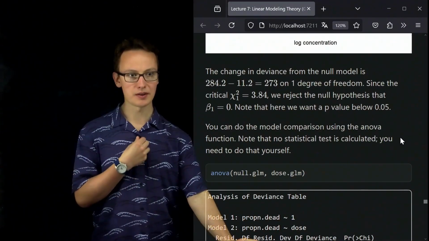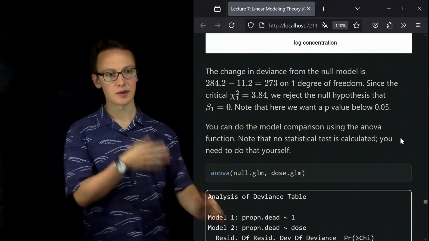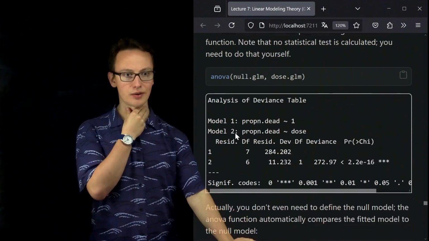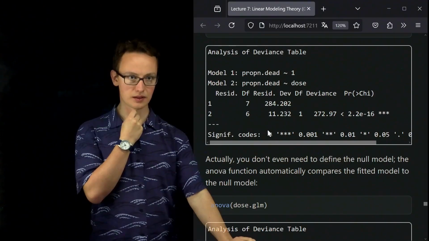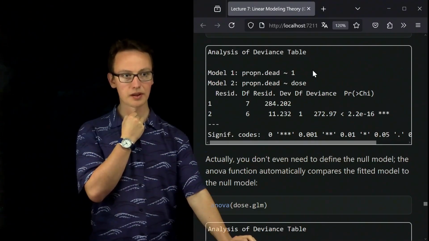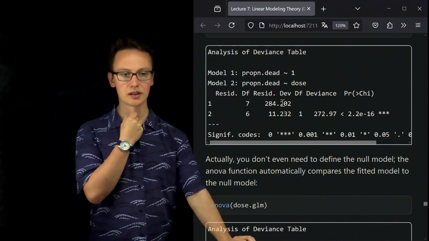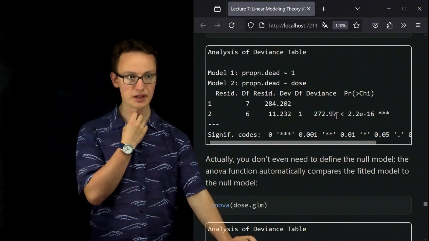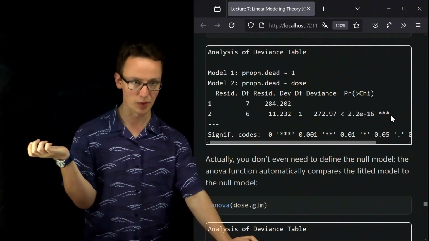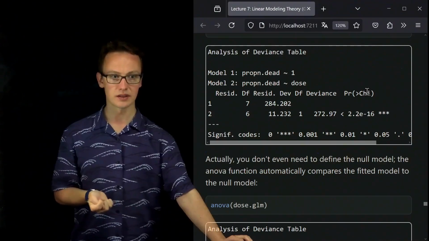Now we can do this model comparison also using the ANOVA function. It's basically a sort of likelihood ratio test actually, right? So we can give the ANOVA function our null model and the alternative model. And as a result, we'll get the output here, analysis of deviance table, where we see a summary of, well, that was the deviance of our null model. This is the deviance of our full model, and here we have the difference between deviances and the corresponding p-value, which is very, very small. So that tells us that adding this predictor does lead to a significant increase in goodness of fit.